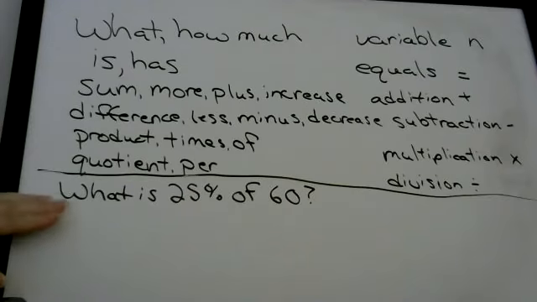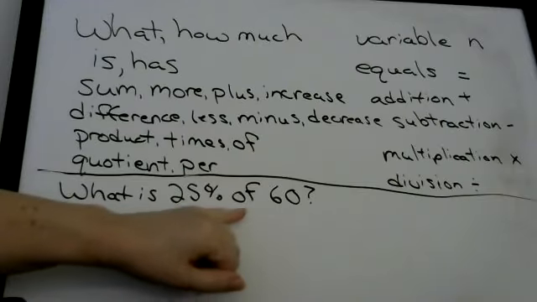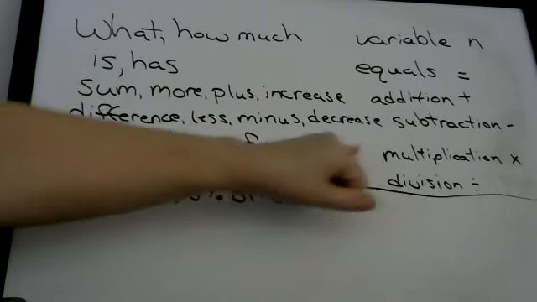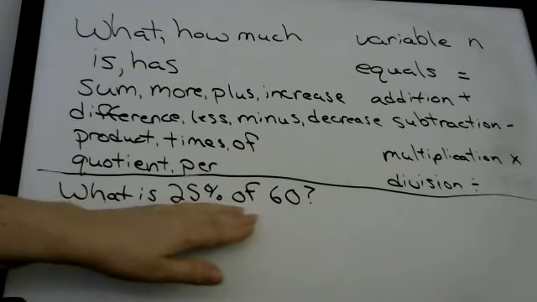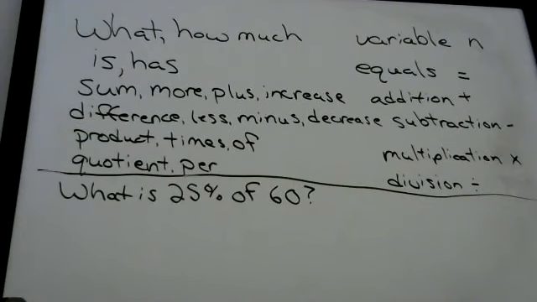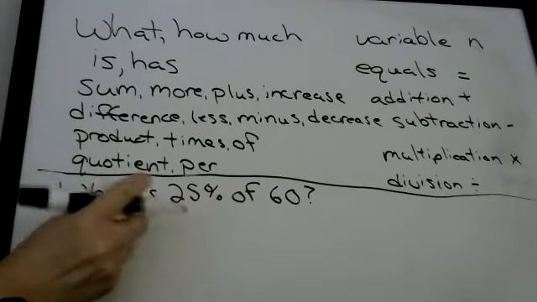In this one, it says, what is 25% of 60? And here's where it's important to remember what of means. Of means multiplication. When you're thinking in your head or you see it written on the paper that says of, it's probably going to be a multiplication problem. What is, so what, that's our variable, is 25%.